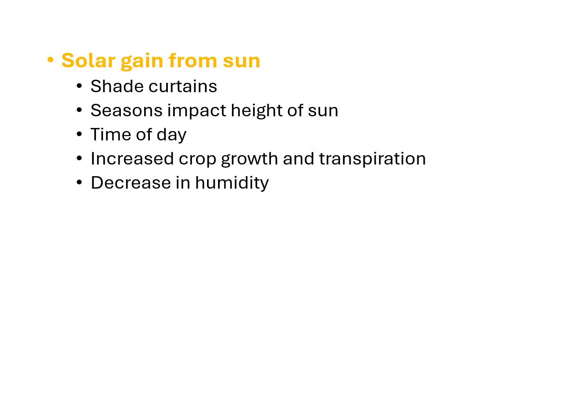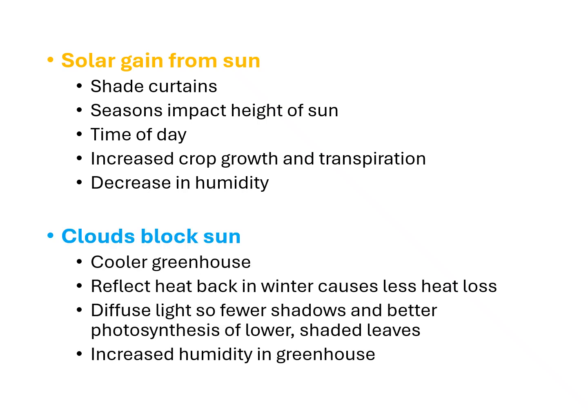There's also the temperature will affect things like, as I said earlier, crop growth and transpiration. So we can affect things like humidity by venting heat off or keeping it in. That will also affect transpiration and change the rate of growth. We'll talk a little bit more about this stuff as we go through.